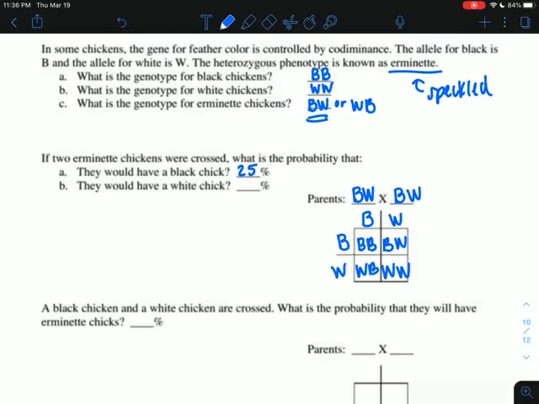All right, next question. What's the percentage they would have a white chicken? Same thing. It'd have to be WW. We have one of those, so that is a 25% chance.